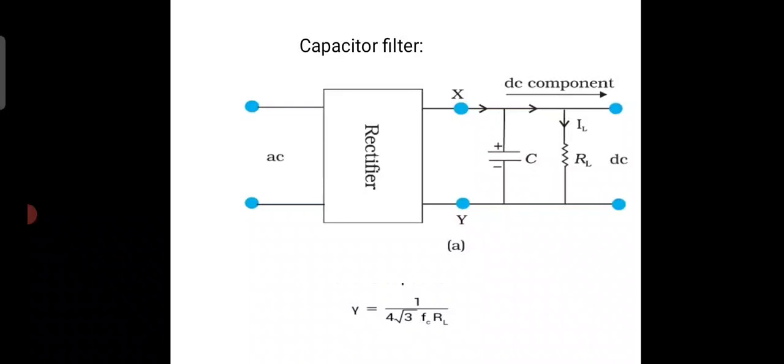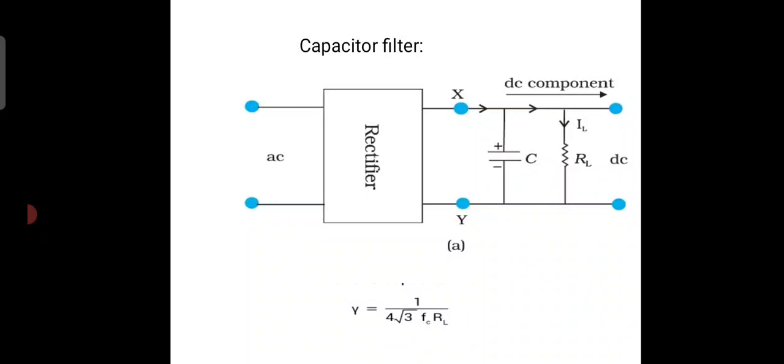So as I told, the rectified output between X and Y will pass through a capacitor and then reach the load resistance RL. In this process, the AC signal is going to be removed. That is going to be explained now. This capacitor acts as a filter because of the charging and discharging of the capacitor.